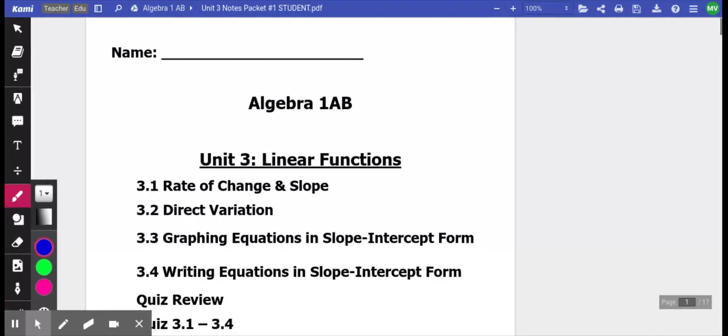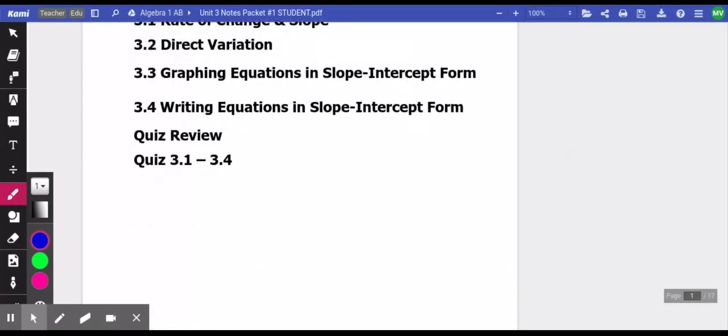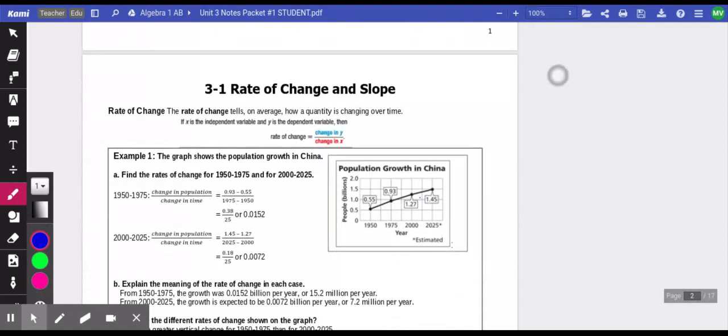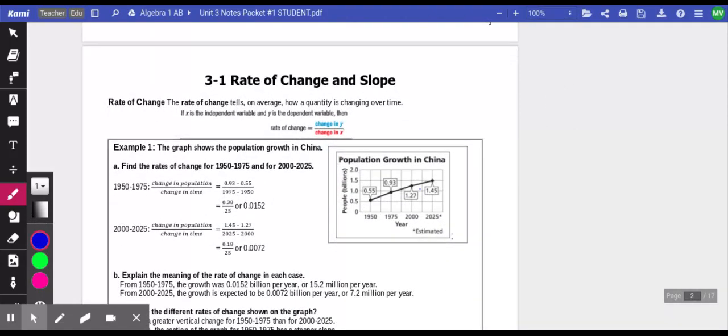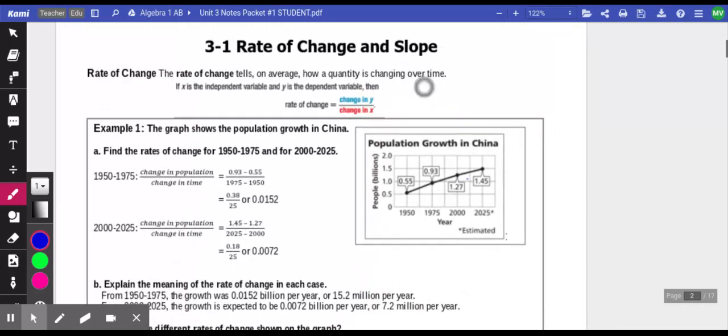So today we are starting rate of change and slope. Rate of change tells on average how a quantity is changing over time. If x is the independent variable and y is the dependent variable, then rate of change is change in y over change in x. For example, the graph shows the population growth in China. Find the rates of change from 1950 to 1975 and for 2000 to 2025.